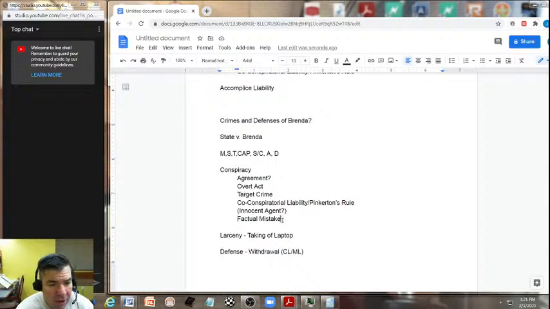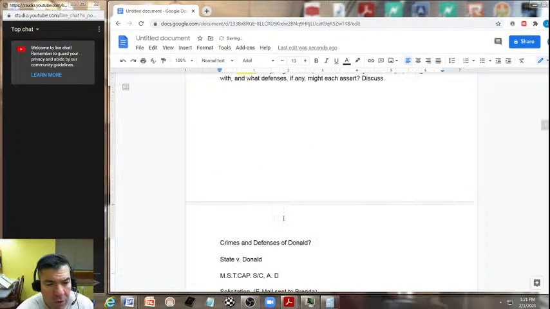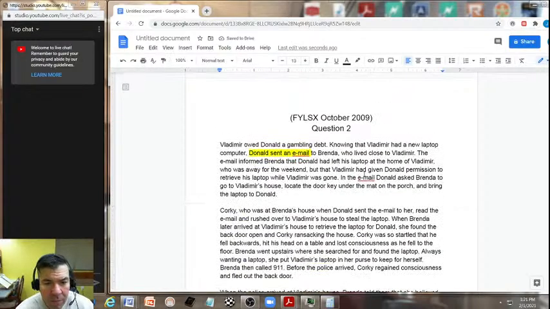Now this, down here, I'm glad we pointed this out. I don't know if it's a factual mistake, but the defense of retaking own chattel. Right there: to retrieve his laptop while Vladimir was gone. In the email, Donald asked Brenda to go to Vladimir's house, locate the door key under the mat on the porch, and bring the laptop to Donald.